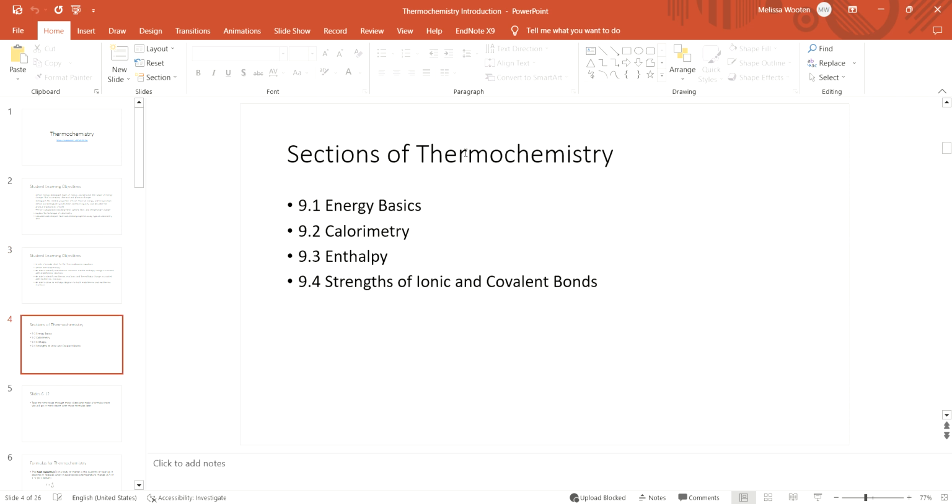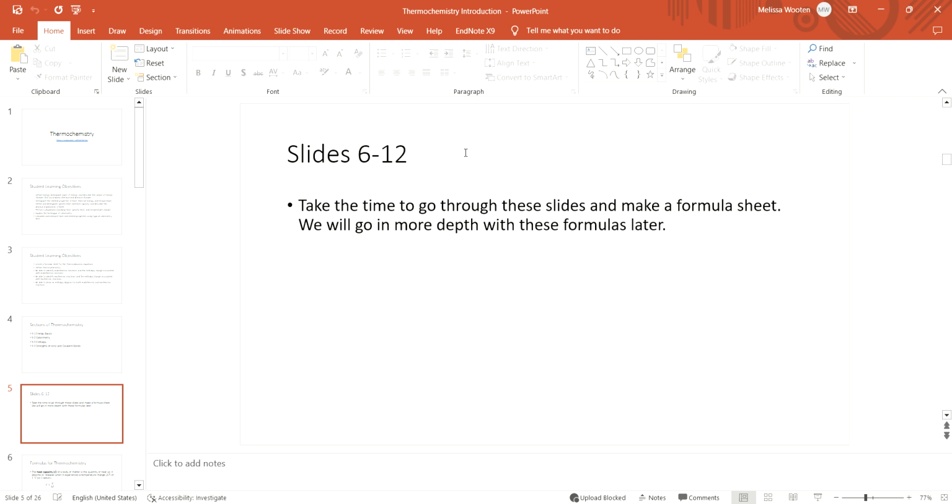These are the sections of thermochemistry in OpenStax. So we're going to have energy basics, calorimetry, enthalpy, and strengths of ionic and covalent bonds. So take some time to go through these next few slides and make a formula sheet, even though today we're pretty much just going to be going over concepts and the conceptual idea behind thermochemistry.